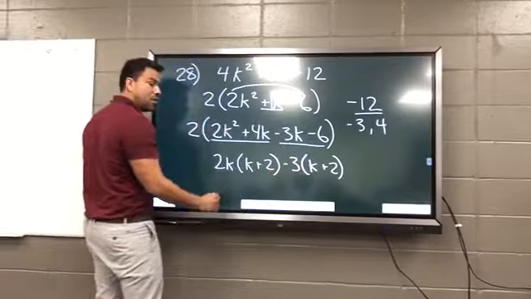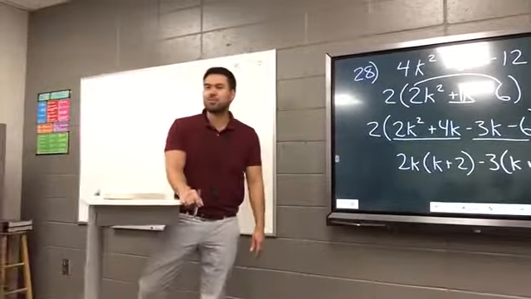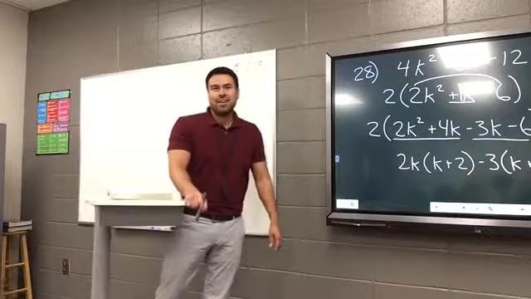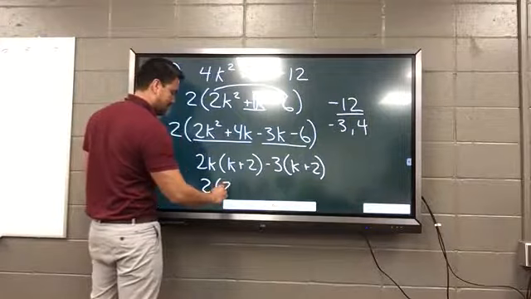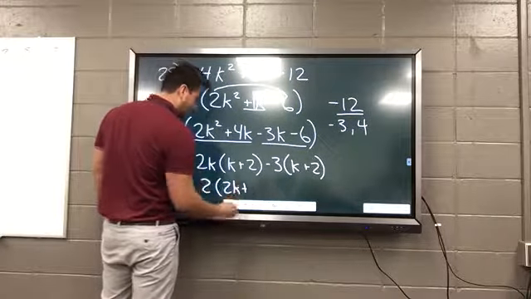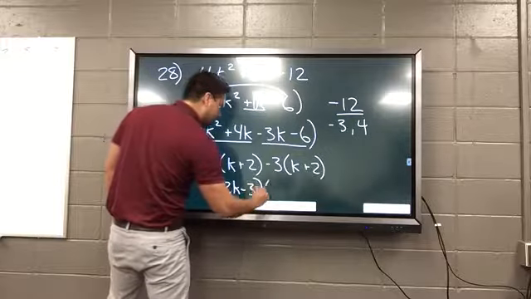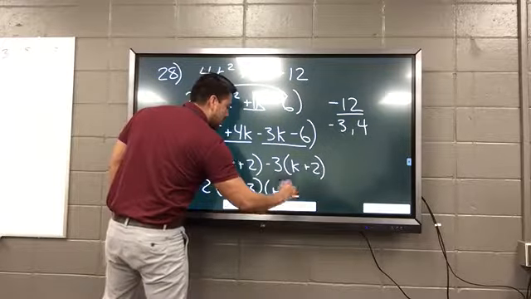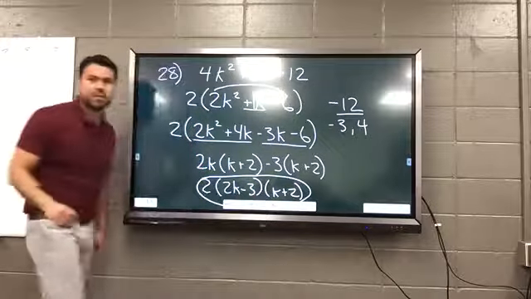So what's the final, last answer for this problem here? Lizzie. 2k minus 3 times k plus 2. And the order, especially the binomials, could switch.